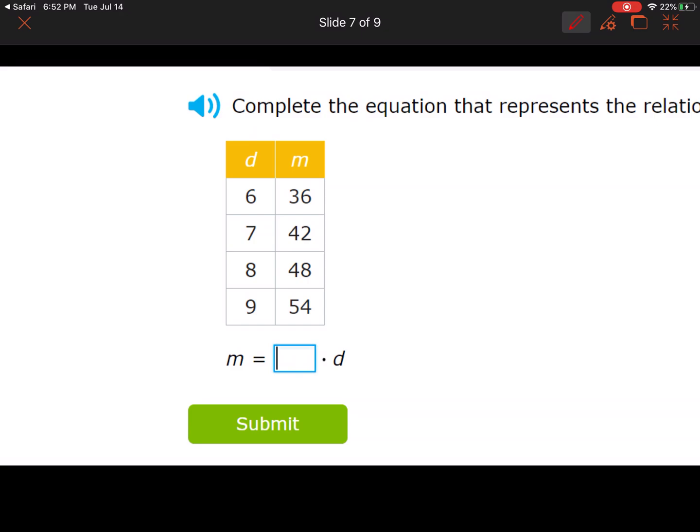Well, to go from 6 to 36, I know that 6 times 6 is 36, so I'm going to test multiplying. Well, 7 times 6 is 42, 8 times 6 is 48, and 9 times 6 is 54. So therefore, I know to get M, I have to take whatever is in the D row or column and multiply it by 6. Again, 6 times 6 is 36, 7 times 6 is 42, 8 times 6 is 48, and 9 times 6 is 54. So that's my rule, is to multiply by 6.